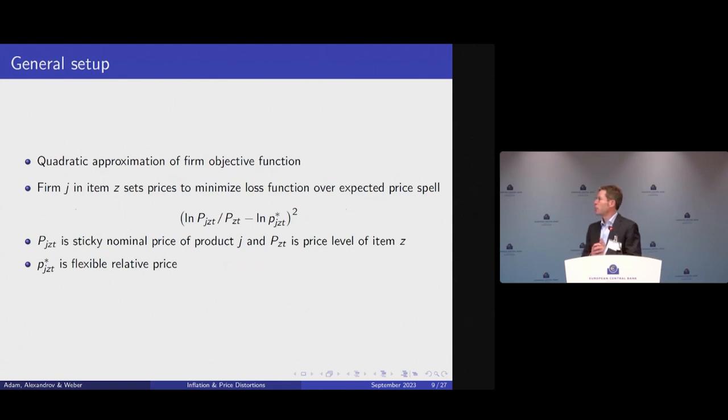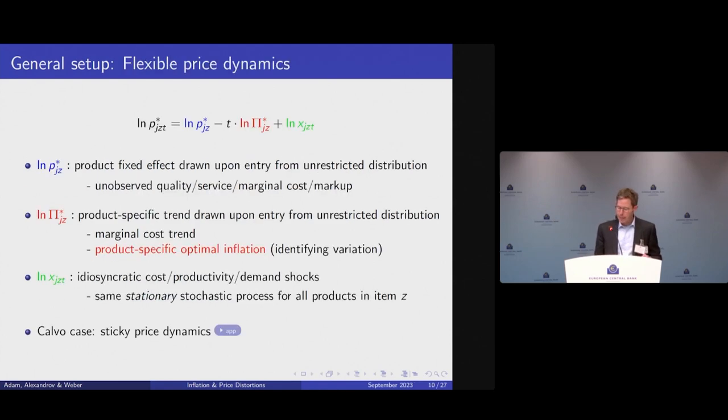Now, how about the pricing? We use a quadratic approximation of the firm objective. So firm j, which produces product j in item z, is going to set the price to minimize the period loss function over the expected price spell. And that loss function is, in fact, quite simple. It's just the squared deviation between the sticky price of the firm relative to the item-level price level, so that's the P_j over the P_z, minus the flex price, that's the P star, right? And the only interesting object here is really the flex price. So let's look at this.